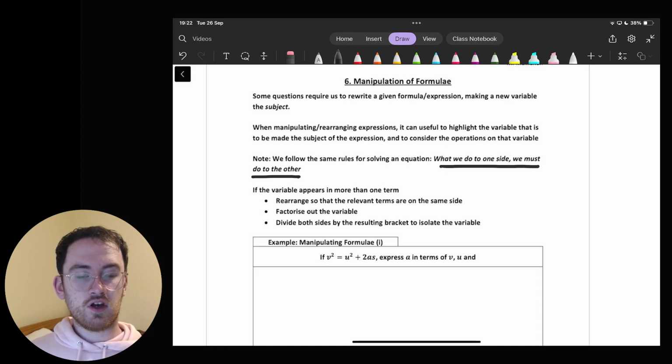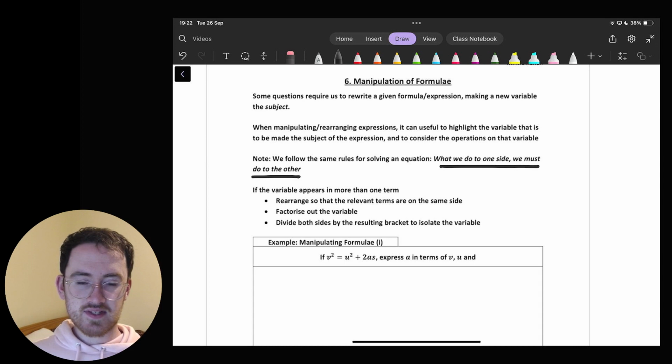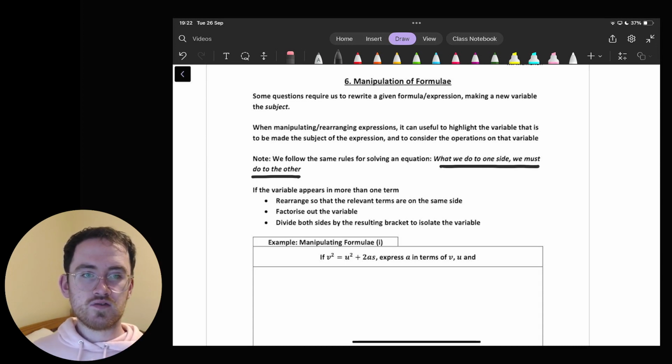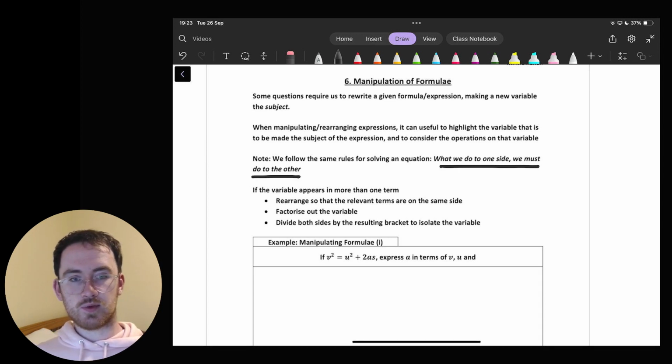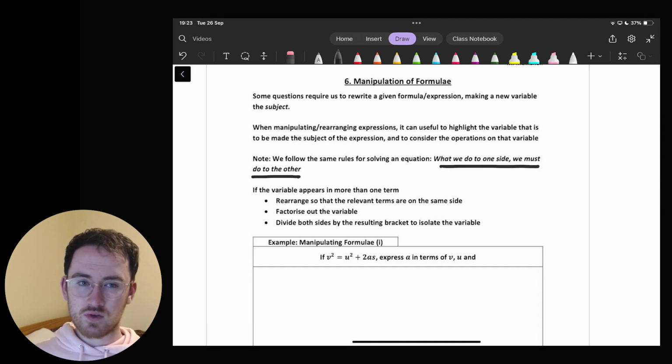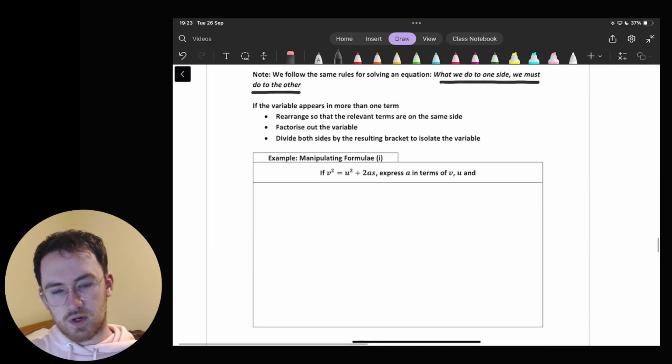This idea of looking at where the variable is and trying to undo what's happened to it is similar to equations, and it's the same idea. We want to isolate the variable on its own. So the steps I've said here, particularly if the variable is in more than one term: we gather those terms on one side, we factorize out the variable, and then we divide both sides by that resulting bracket. But that's only if it's in more than one term. Otherwise, we gather that particular variable on one side on its own, we move everything to the other side, and we divide if there's anything multiplied by that variable. So we'll see how it works with this example here.